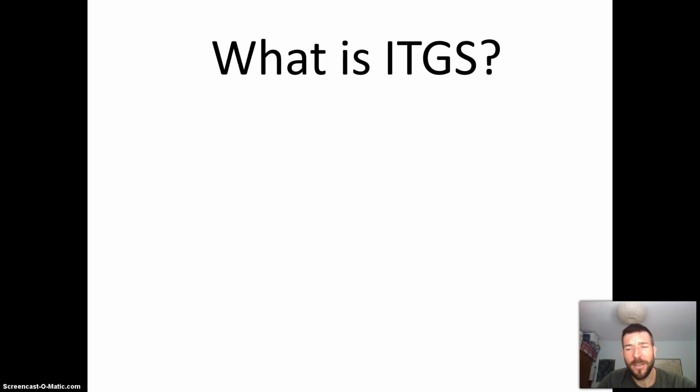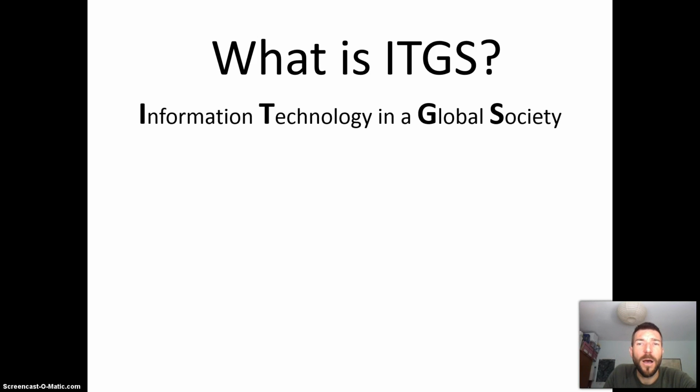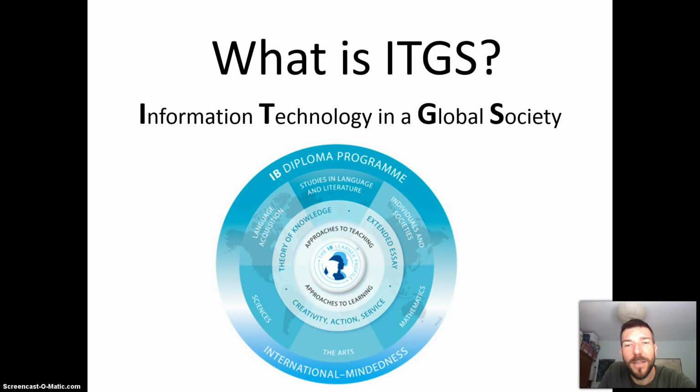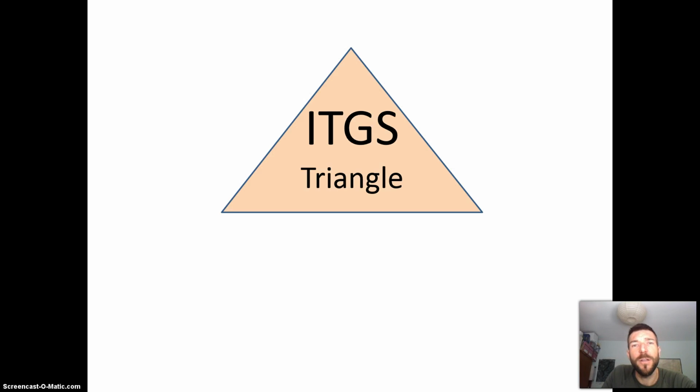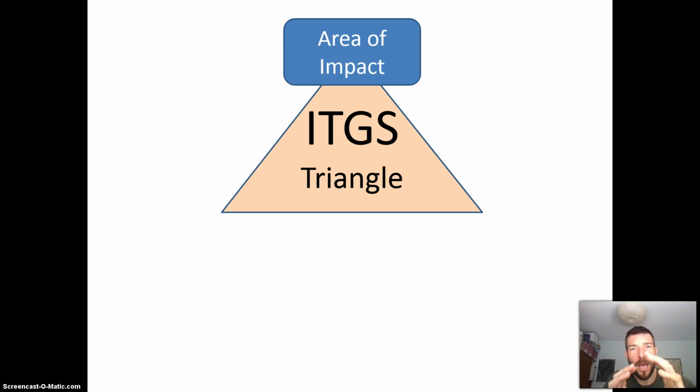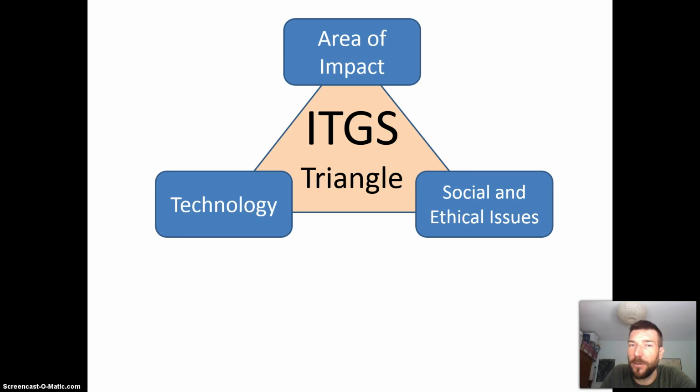So what is ITGS exactly? Well, I like to think of it as the geography of technology. It's a study of how technology is affecting people. So in that sense, it sits in group 3 of the diploma, the individuals and societies, the social studies area. And how we like to picture the subject is in the form of a triangle. This triangle is the way that 3 things join up, specifically the areas of impact, the social and ethical issues, and the technology.